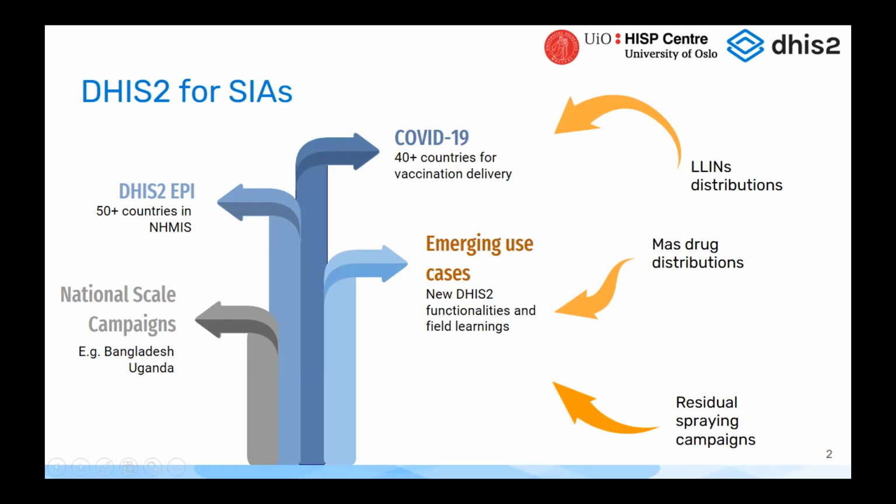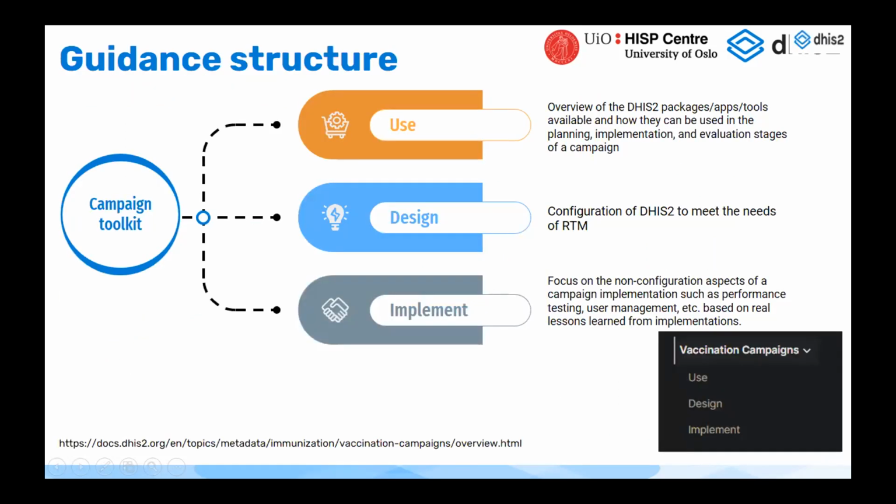We started, as I said, with immunization campaigns, but there are many more campaigns out there. Like bed nets distribution, mass drug distribution, and of course, campaigns for residual spraying. And today we're going to see a little bit of different use cases, not just necessarily immunization. And just to give you a little bit of an idea of what we put out already, it's what you see here at the bottom right of the screen.